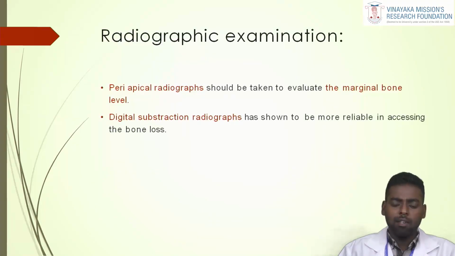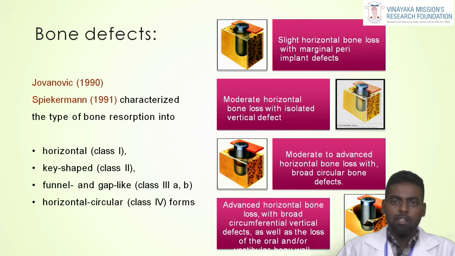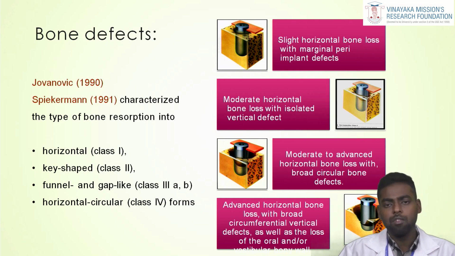Moving on to the radiographic examination, two kinds of radiographs are used here. First is the periapical radiograph, and second is the digital subtraction radiograph. These two radiographic techniques have been proven clinically to find out whether the implant has been affected or whether a peri-implantitis condition is evident or not. And third, bone defects are found out with the help of these diagnostic factors. And there are four major categories.